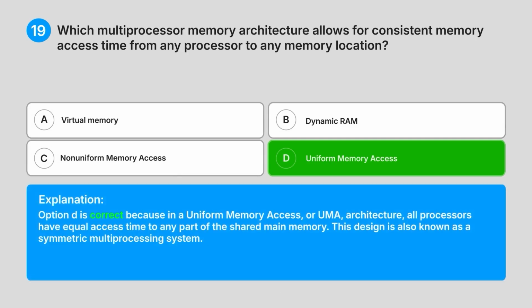Explanation: option D is correct because in a uniform memory access, or UMA, architecture, all processors have equal access time to any part of the shared main memory. This design is also known as a symmetric multiprocessing system.